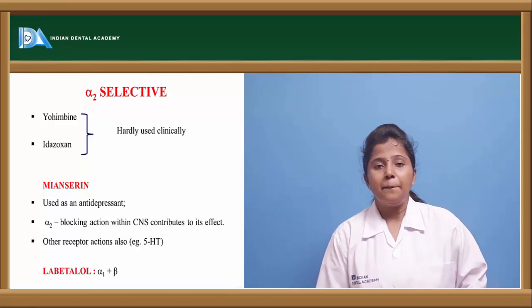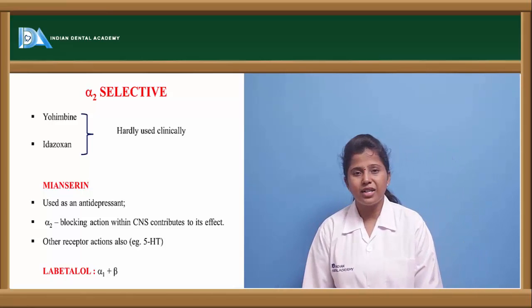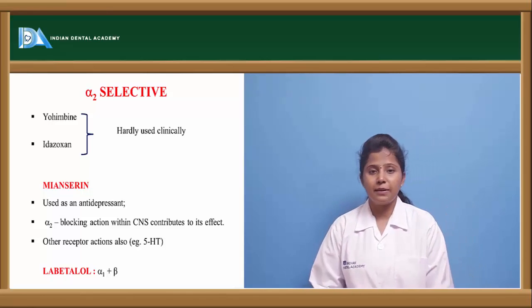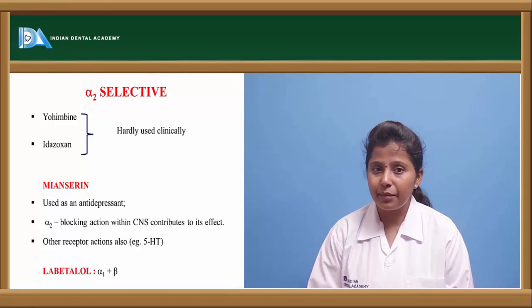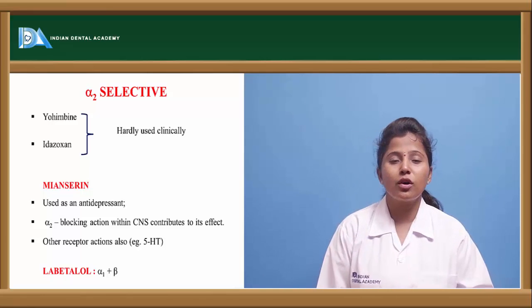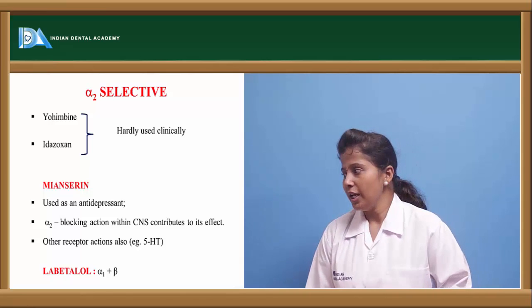The other drug is mianserin. Mianserin is also an alpha-2 receptor antagonist. It is used as an antidepressant, to antagonize depression, in a few cases. It also acts on 5-HT receptors, showing blockade of 5-HT receptors.